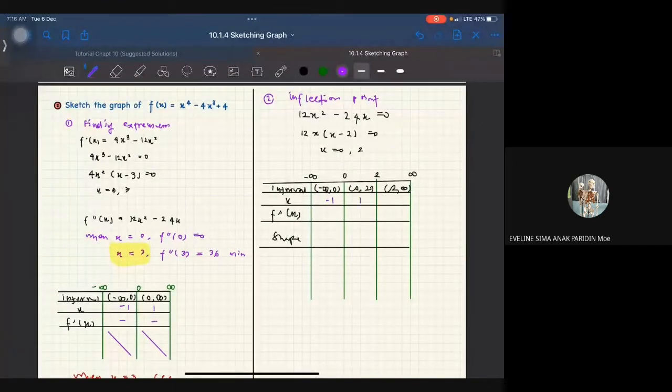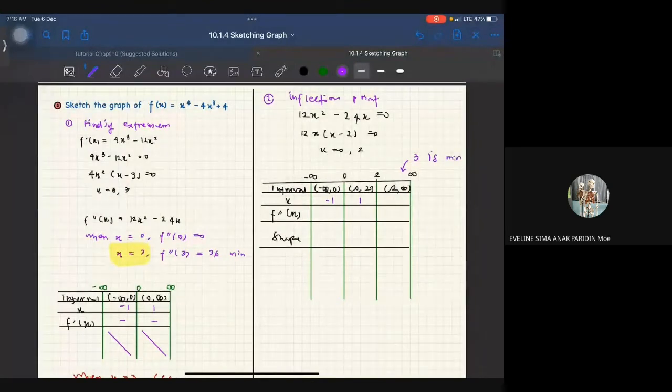Okay, so daripada 2 sampai infinity, sepatutnya awak boleh ambil macam-macam nilai. Tapi, we need to bear in our mind that we already have a value which is a minimum value. So kita tahu dekat sini pada interval 2 infinity, there is a minimum value dekat situ which is 3. 3 is minimum.